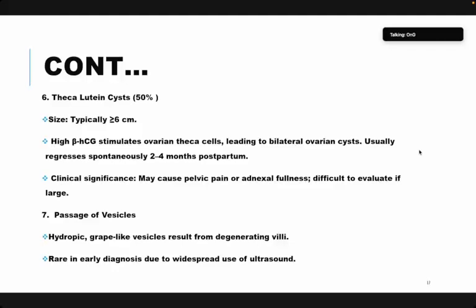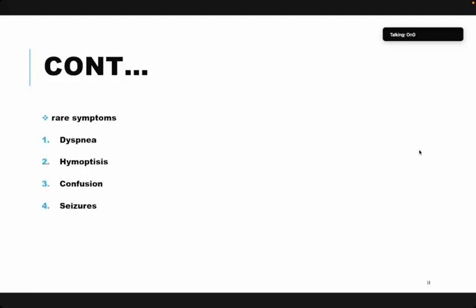And some patients may present with passage of vesicles. These are some of the rare symptoms that you may find, particularly if it's a GTN with metastasis, or if they present with vomiting and there's electrolyte disturbances, they may have seizures or even confusion.